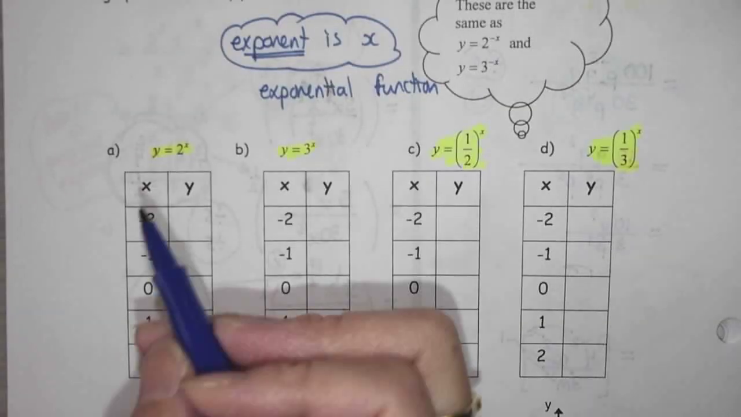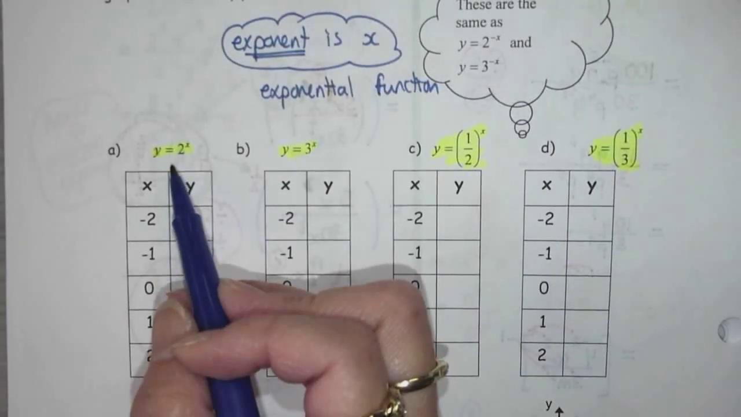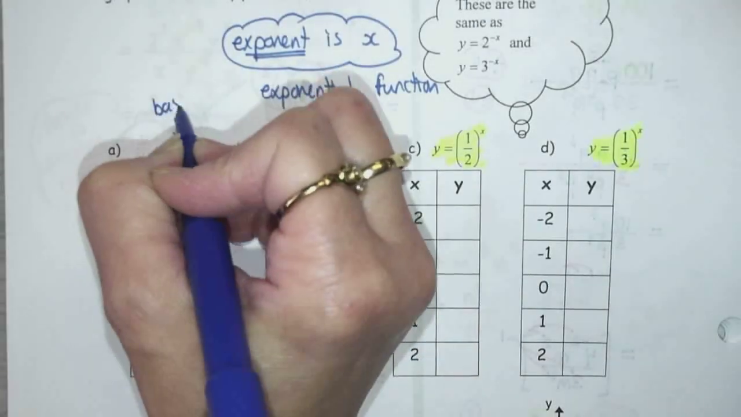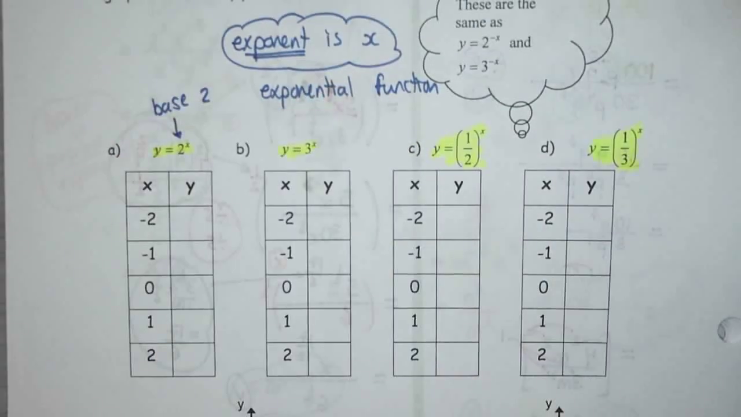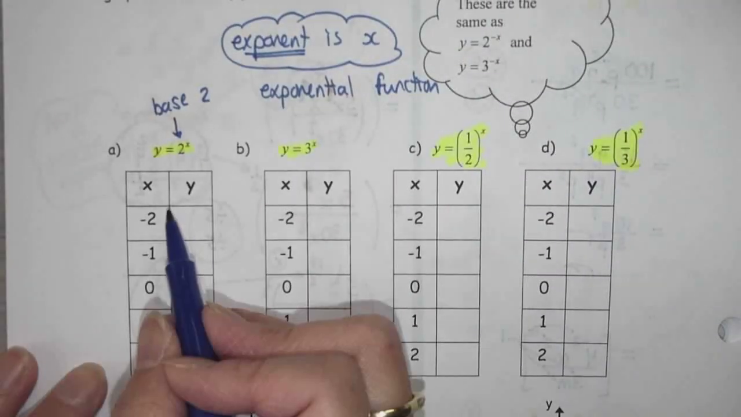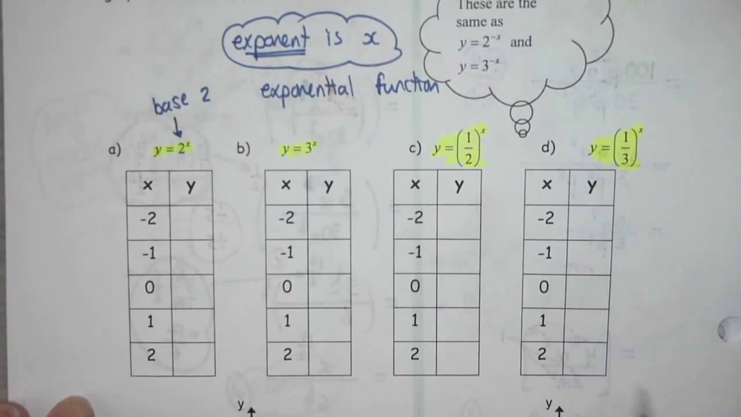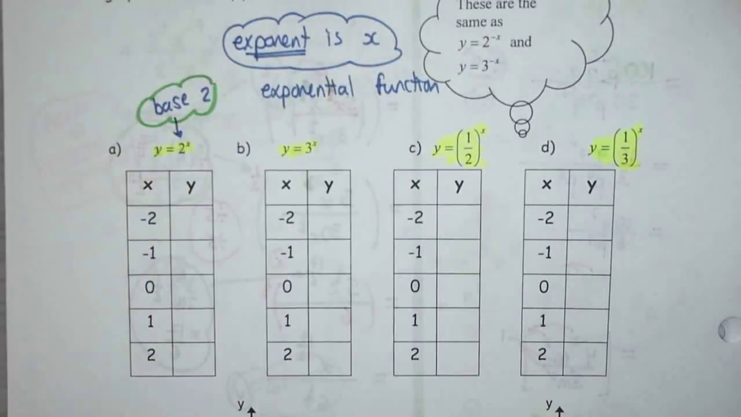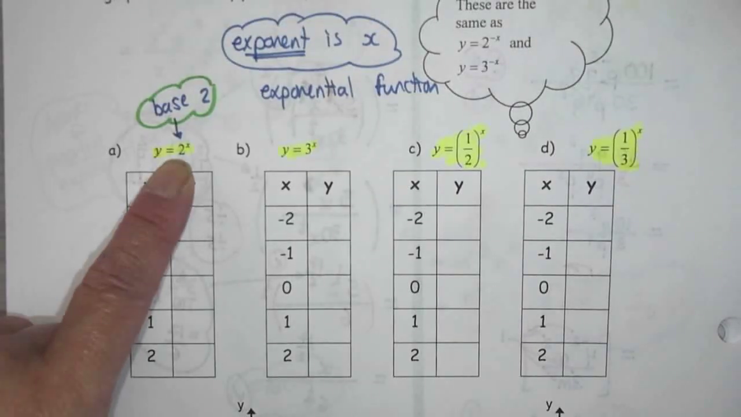So here, if I have a base of 2, so 2 to the x, the base is 2. So the base of 2. Then I'm going to do a table of values. Then I'm going to try it with a base of 3, and then we'll talk about what about different bases. Okay, so this is a base of 2.